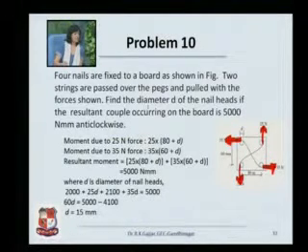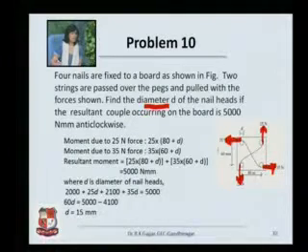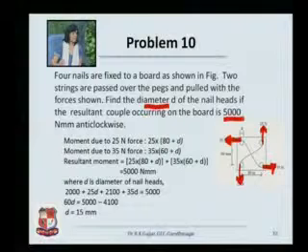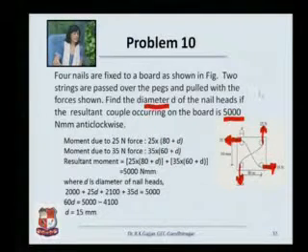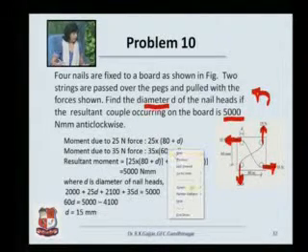Find the diameter. Here you are not asked to find out any couple. You are asked to find out what is the diameter of each of the nails if the resultant couple of all these forces is 5000 Newton mm in the anti-clockwise direction. So let us see how to find out the diameter of the nails.